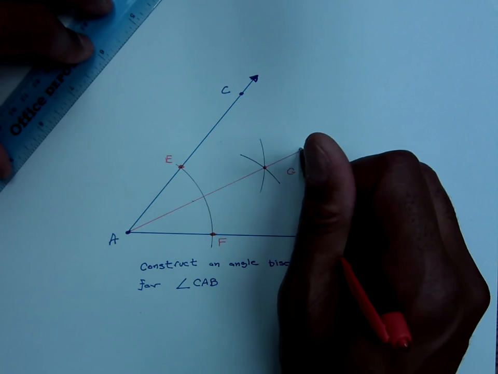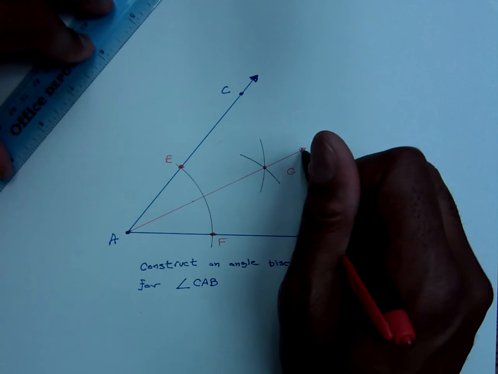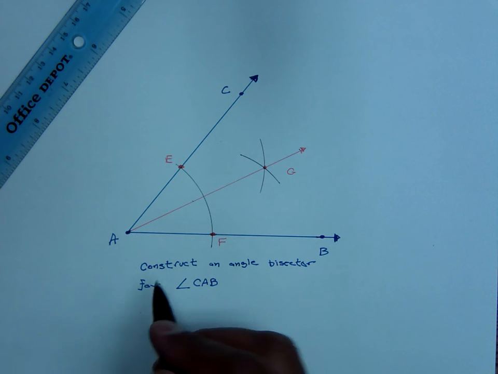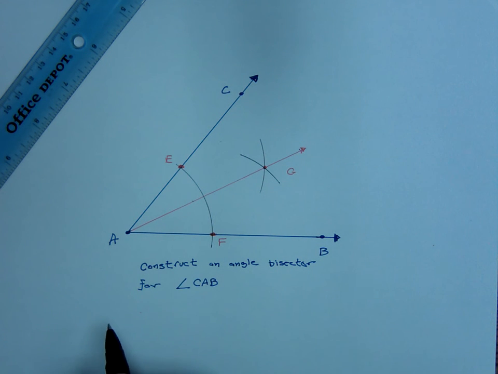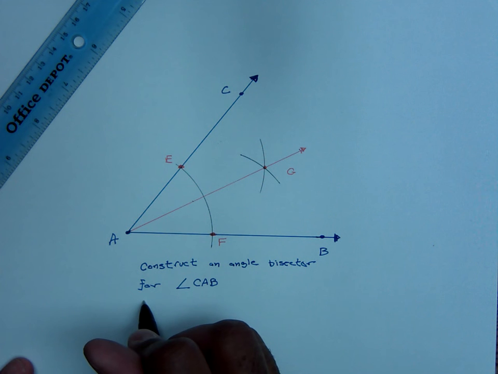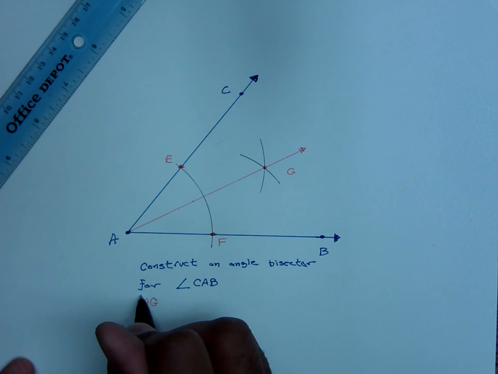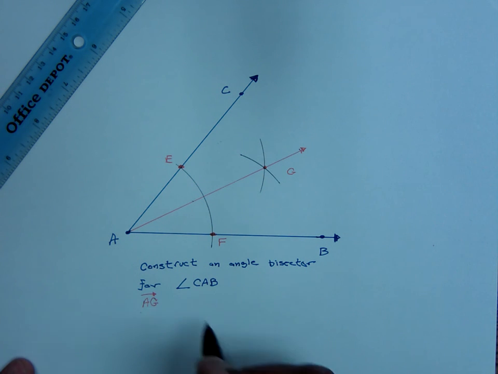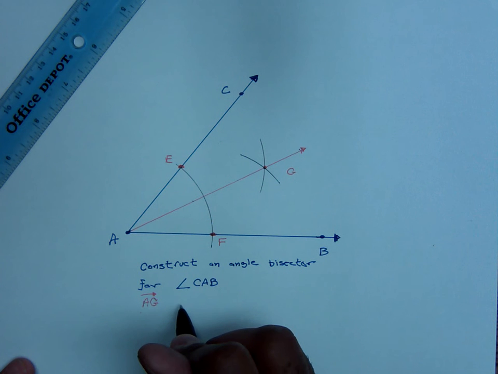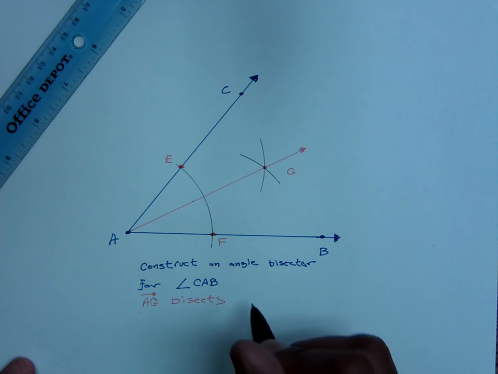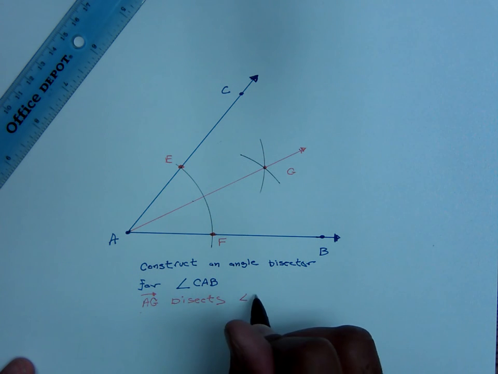So the red ray is the angle bisector. I'm going to write that here. And the bisector divides this blue angle into two congruent angles. So ray AG, and that's written symbolically with an AG and a ray symbol over it. Ray AG bisects the blue angle, angle CAB.